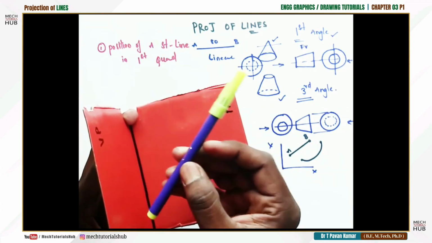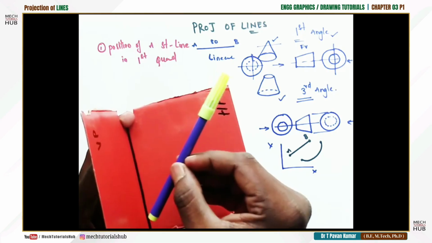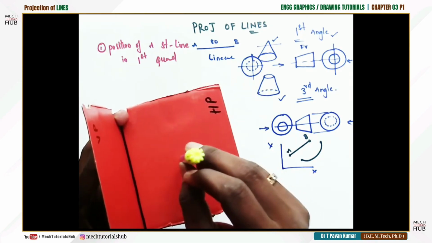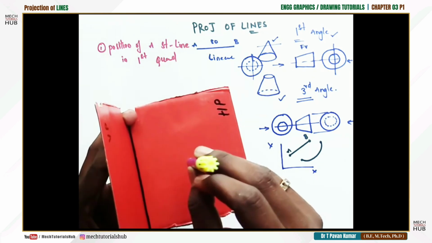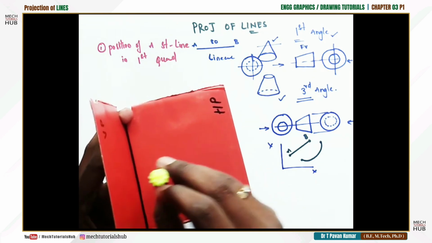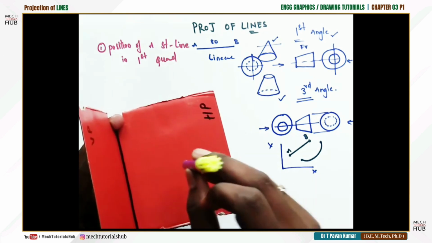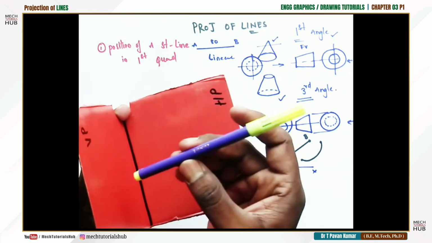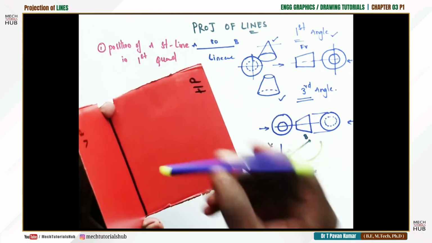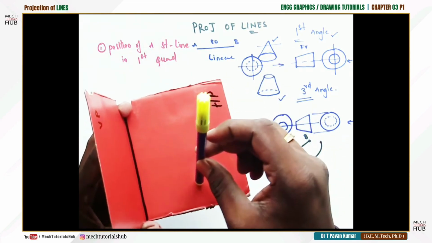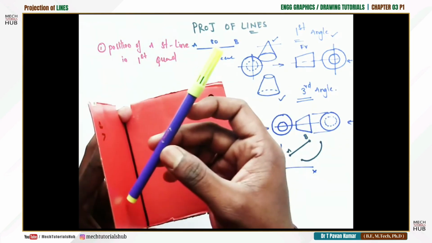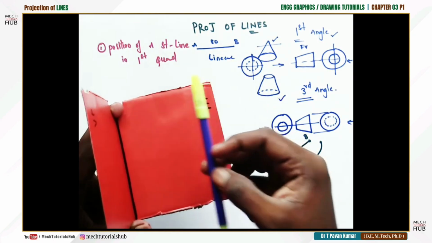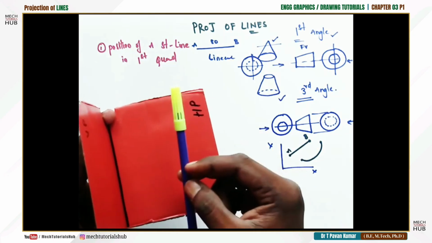If the same line is inclined to VP, it is parallel to HP. Try to make some thumb rules. Whenever a line is perpendicular to some plane, it is quite obvious that it is going to be parallel to the other plane. If it is perpendicular to HP, it maintains parallelism with VP. If it is perpendicular to VP, it maintains parallelism with HP. If it is inclined to HP, it is parallel with VP. If it is inclined to VP, it is parallel with the HP plane. Now in this case, it is parallel to both the planes.